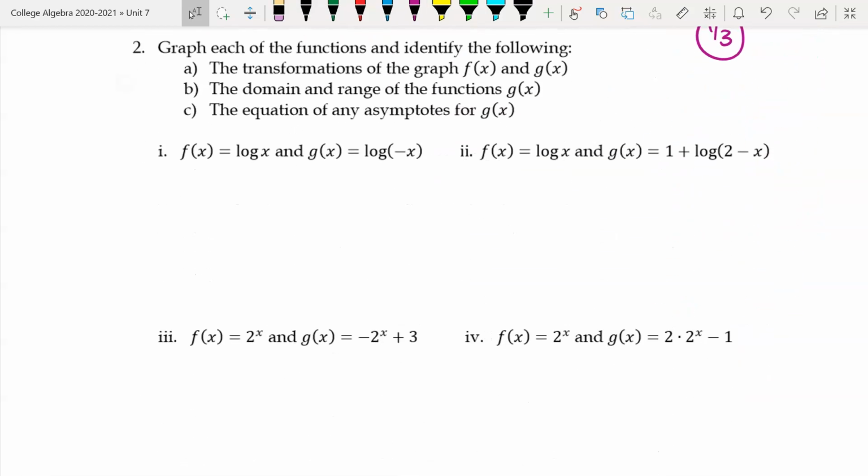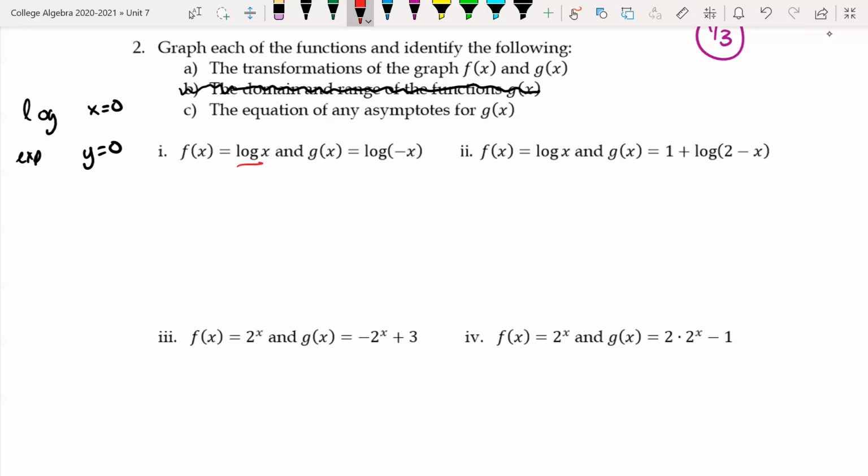Number 2, it says graph each of the functions and identify the following. We're not going to worry about domain and range. Instead, we're going to worry about the asymptotes and the transformations. So just a reminder, asymptotes, if it's a log, it's usually x equals 0. If it's an exponential, it's usually y equals 0. And then the transformations will change that.